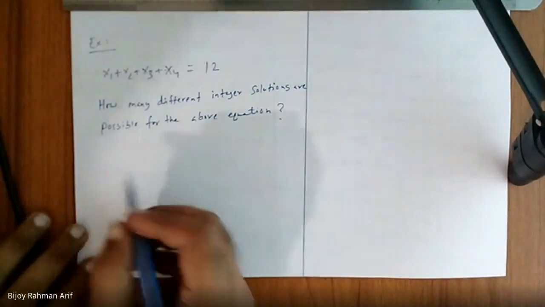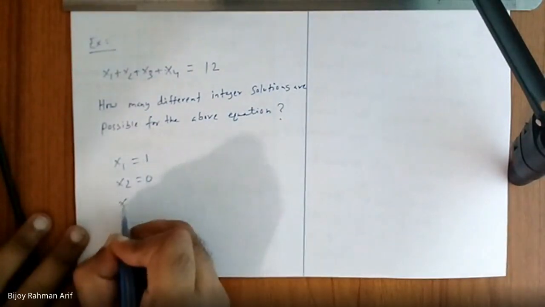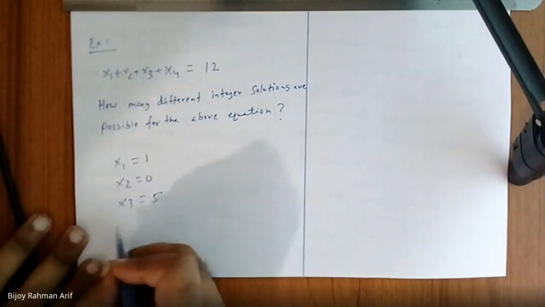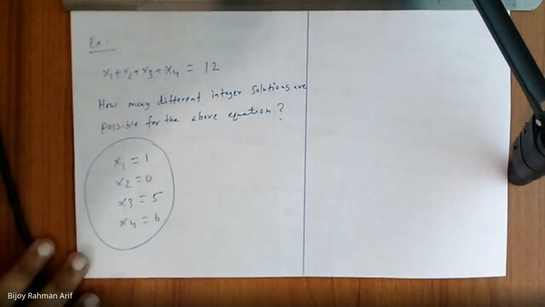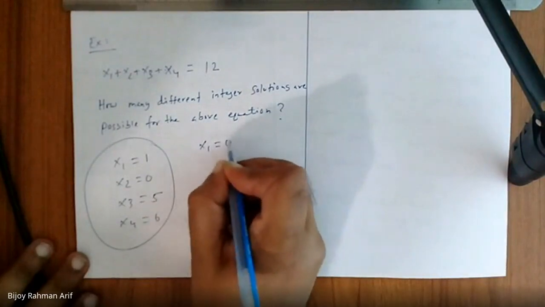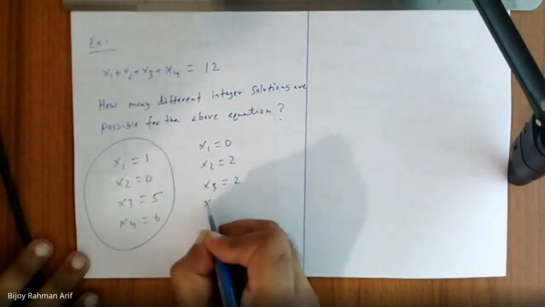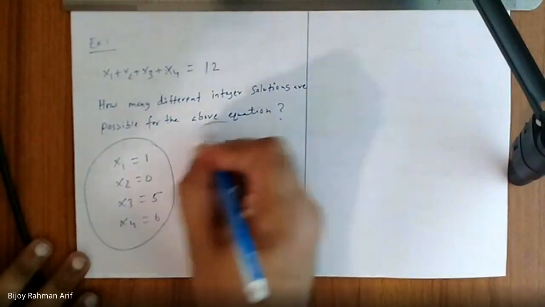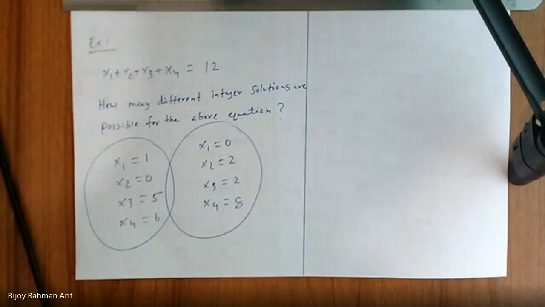So, like this. x1 equal to 1, x2 equal to 0, x3 equal to 5, and x4 equal to 6. So this is one solution. How about this? x1 equal to 0, x2 equal to 2, x3 equal to 2, x4 equal to 8. This is another solution. So this way, how many different solutions are possible? Tell me.